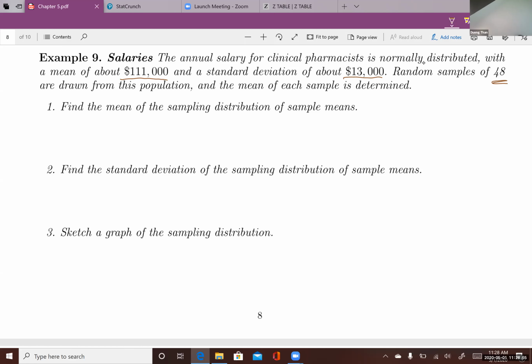So the question is, find the mean of the sampling distribution of the sample means. The mean of the sampling distribution of the sample mean, mu x bar, is the same as the mean of the population. Because n equals 48, you can use the central limit theorem to determine the mean of the sampling distribution. And in fact, the mean of the sampling distribution is $111,000.